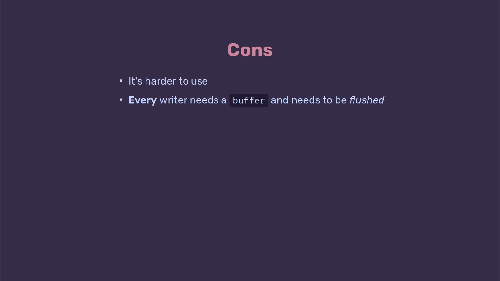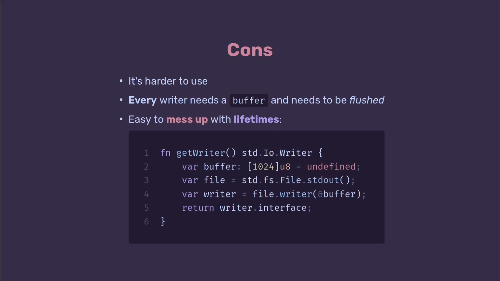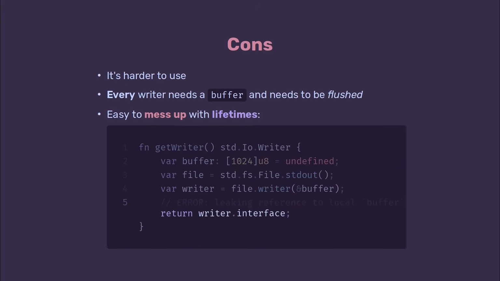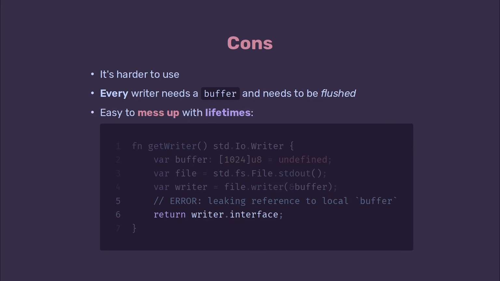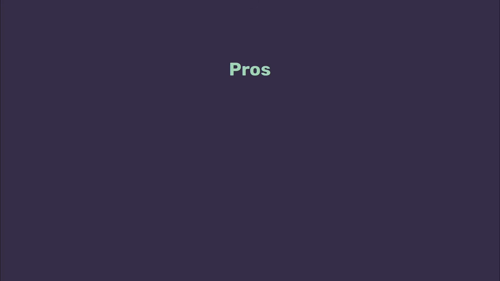This change does have some downsides. For one, it's more verbose on the user's end, and usage is harder overall. With every writer, it's now easy to forget to flush. You'll have to keep an eye on the lifetimes of your buffers, like in this example. Returning a writer with a buffer defined on the stack will compile, but result in a dangling pointer and will do something naughty, probably corrupt your stack. But as in every trade-off, we're getting some advantages too.